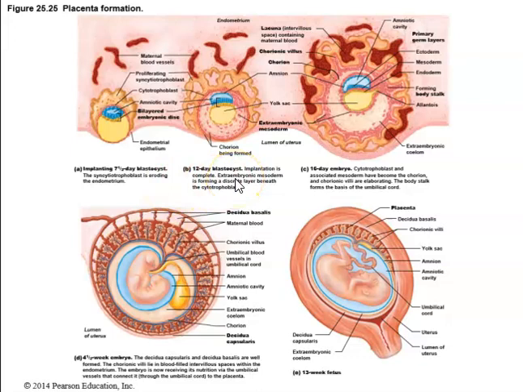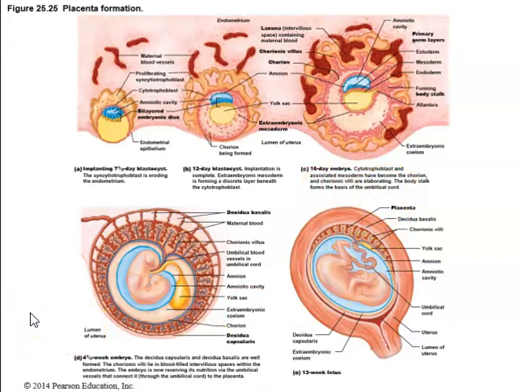The extra embryonic mesoderm is forming, a discrete layer beneath the cytotrophoblast. And then by day 16, the cytotrophoblast and the mesoderm have become the chorion, and chorionic villi are starting to elaborate. We see that the body stalk of the embryo forms the basis of the umbilical cord.